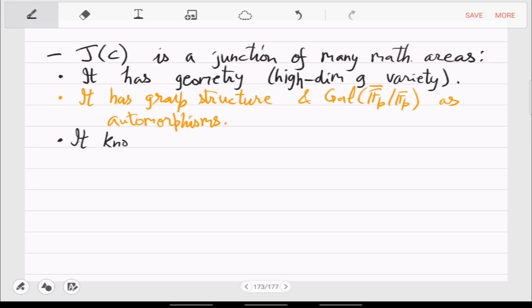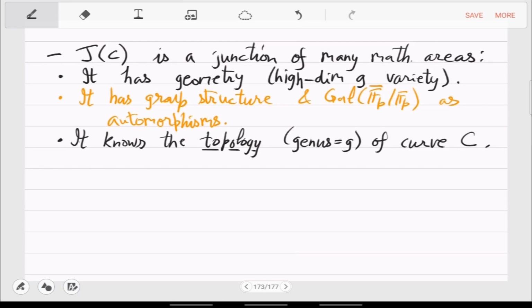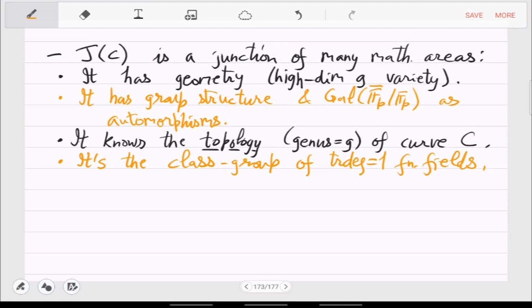Then it knows the topology of the curve. Right, so this was one of the main motivations to define it, because we wanted to compute the topological invariant of a curve. So it clearly has topological motivation, and also it's the class group of transcendence degree 1 function fields. This was the other thing we showed, that it's also equal to CL0 of a curve, which is basically a function field of transcendence degree 1.